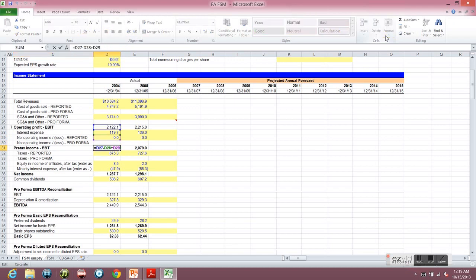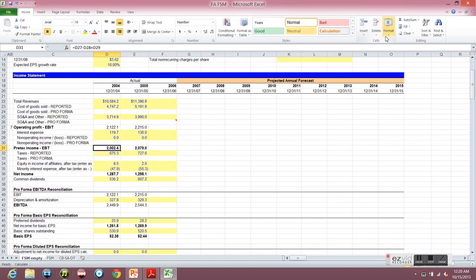Okay, so once we have found our interest, non-operating income, and loss, we can take our EBIT. Okay, we can subtract our interest expense, and we can add back our non-operating income. Okay, and that's what we can do, and that's what we have here. As it gets here, we can do the same thing over here.